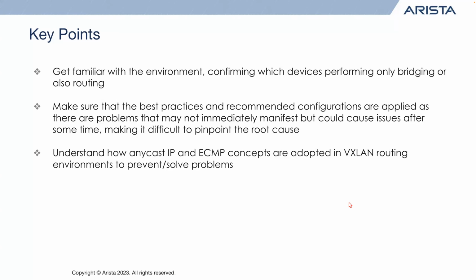You can also make sure that you have all the recommended best practices and configurations applied, so we don't end up in a situation where some things are missing, and sometimes you might not realize it at the beginning, just after a while, and then this makes it very difficult to pinpoint the root cause. And the last one is to make sure you understand well how the Anycast gateway functionality and ECMP concepts are actually adopted as part of the VxLAN routing environment to prevent and also solve some of the problems.